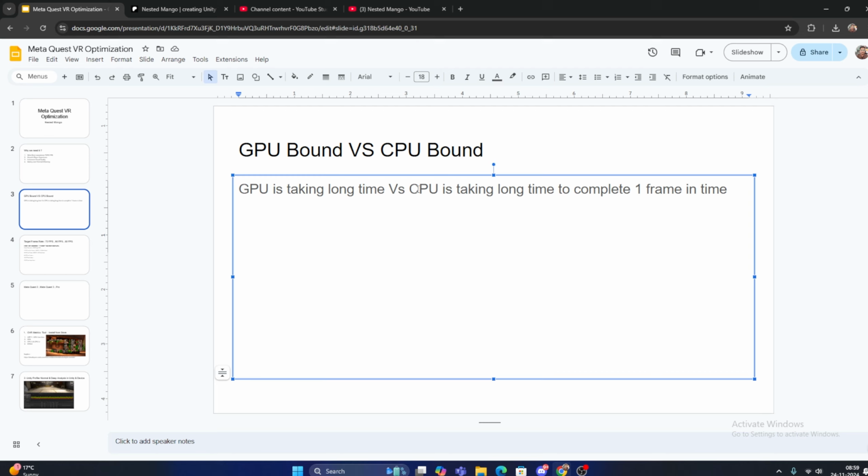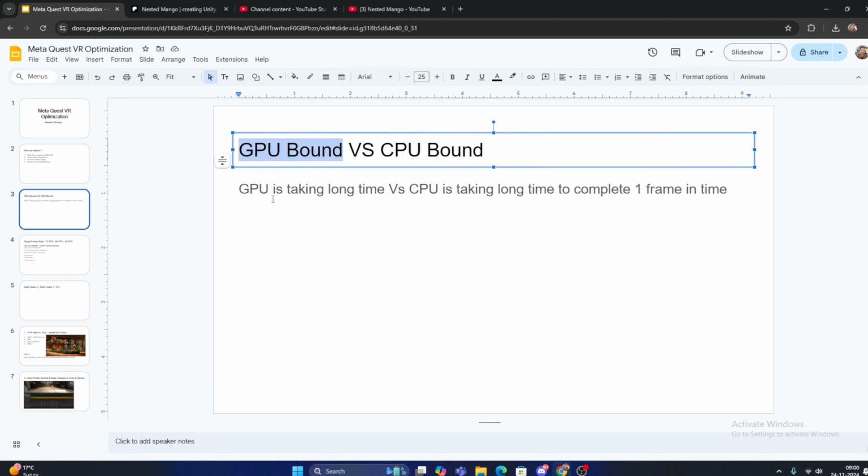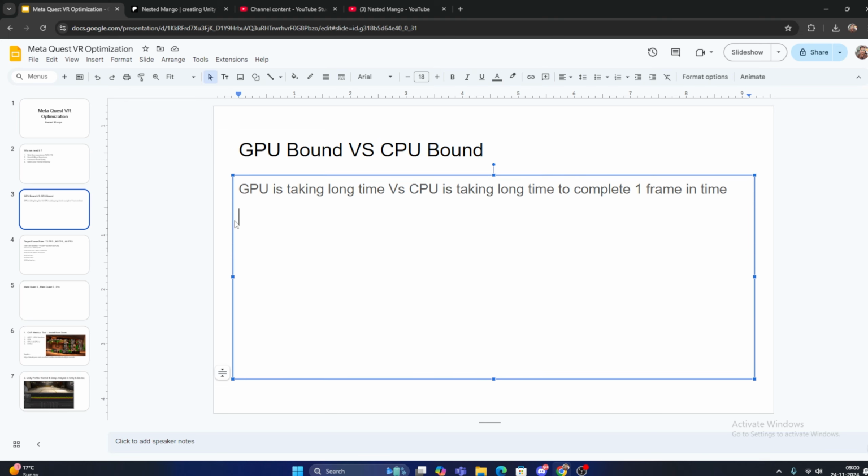And in case the CPU is busy with something, like you have written code which is taking CPU time and the GPU is waiting, at that time it becomes CPU bound. Most probably it is GPU bound. After fixing the GPU bound, you can optimize the CPU bound. So you cannot assume whether it is GPU bound or CPU bound. To know whether your application is CPU bound or GPU bound, you have to perform many tests, and then start optimizing your application.